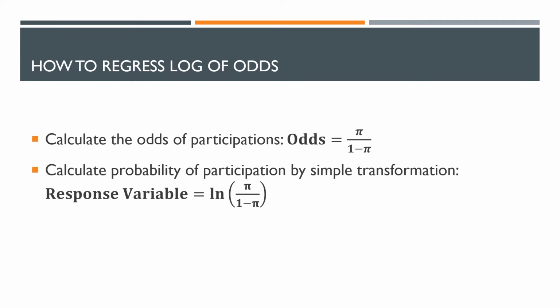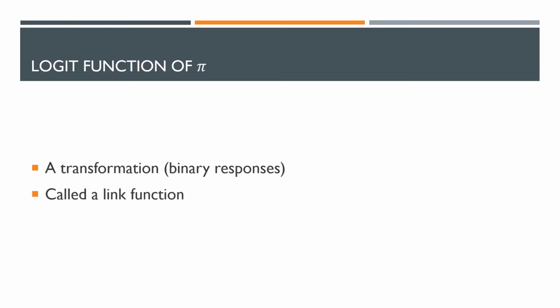Once we calculate the odds of the participations, then it will be possible to calculate the probability of participation by a simple transformation. The response variable equation is called the Logit function of pi. As you can see, the odds function equals pi over 1 minus pi, and the response variable is a natural log of the odds.